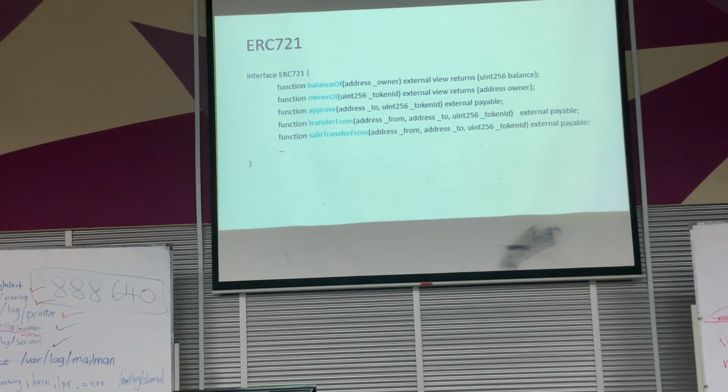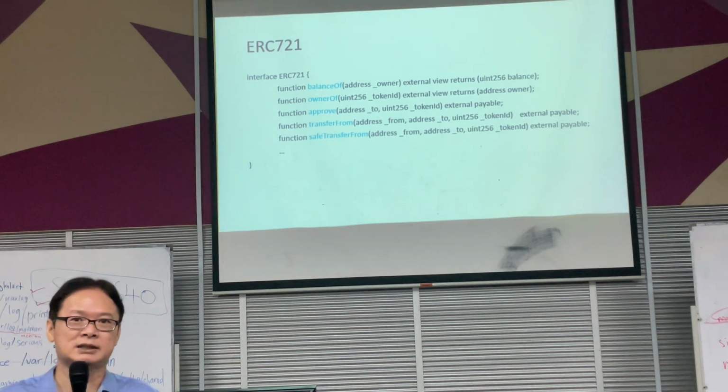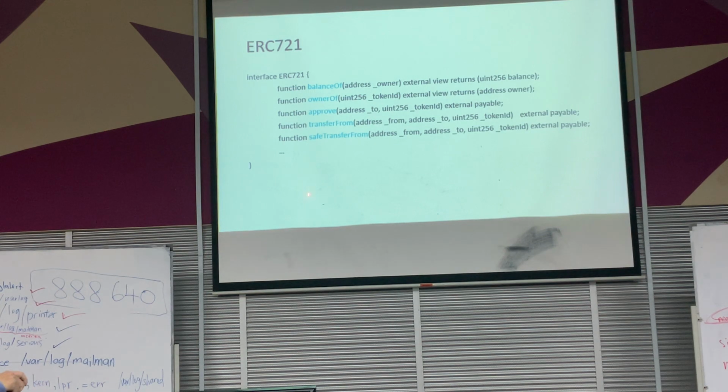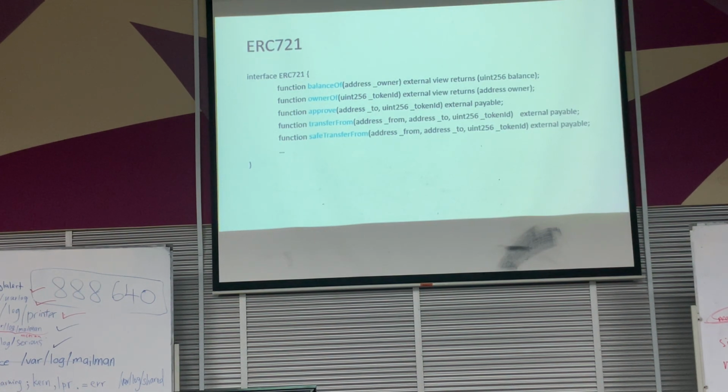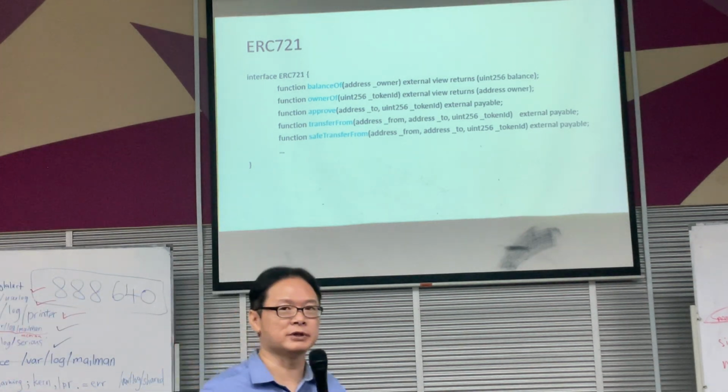Okay, so this is the interface. It's not so short. Actually, it's a long list. When you are creating a non-fungible token, you actually need to implement a lot of things. This is just an example. There are many others that you need to implement here. Okay, why do we need to follow a standard? Is it important to follow some standard when creating a token?